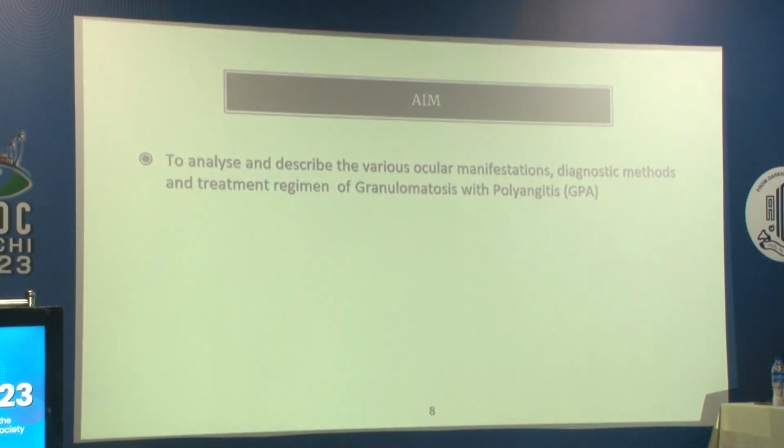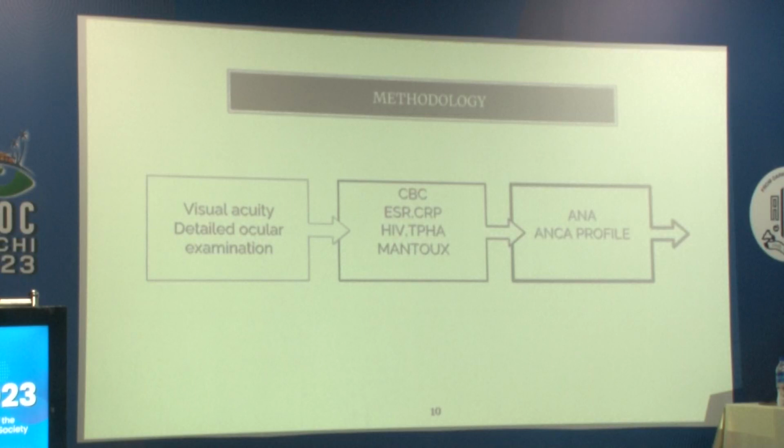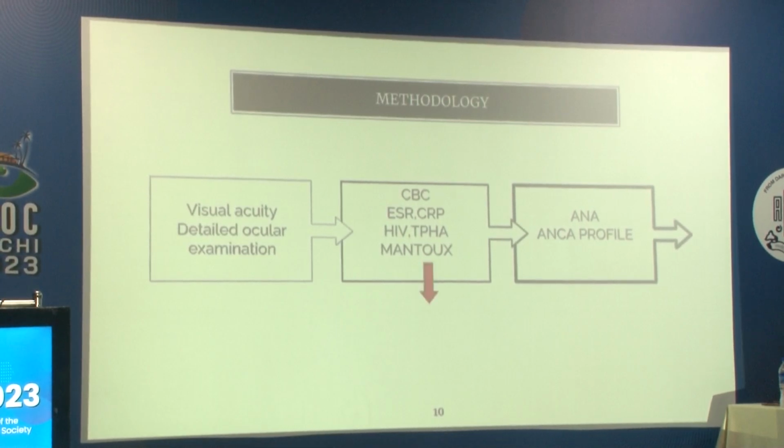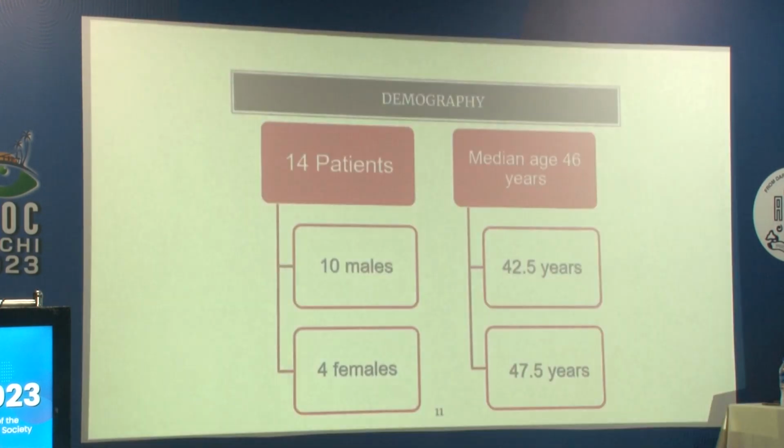Our study was to analyze and describe the various ocular manifestations, diagnostic methods, and treatment regimen of GPA. It was a retrospective study done at our center with 14 patients over a period of 14 years. All patients underwent a regular ocular examination, routine blood investigations, and ANA and ANCA profile. Wherever needed, if Mantoux was positive, we did a CT chest and ultrasound abdomen to rule out tuberculosis, and in case of an intracorneal mass, we did a CT orbit.